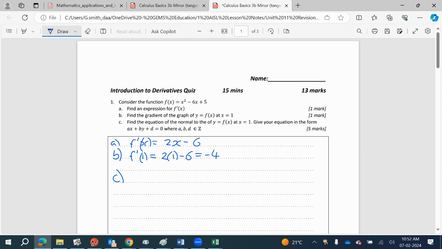So for C, we need to find the gradient of the normal line. So firstly, this is a normal line. So what's the gradient of the normal line going to be? The gradient of the normal line is going to be 1 over 4. We need the negative reciprocal of the tangent. We get 1 point.